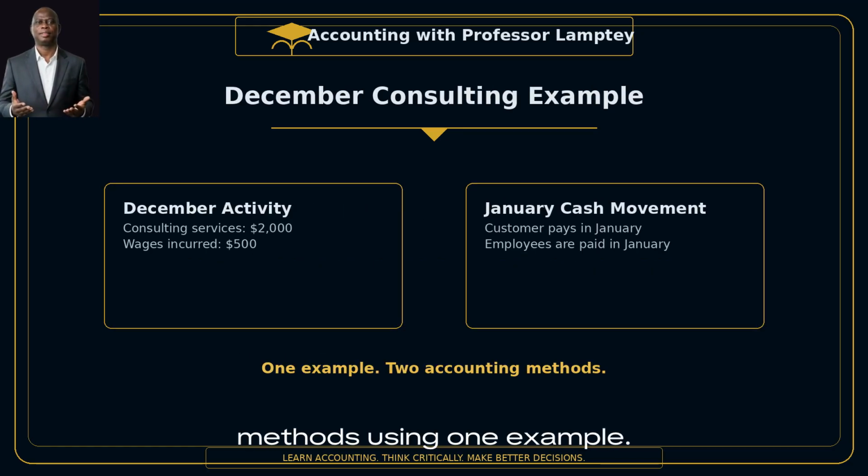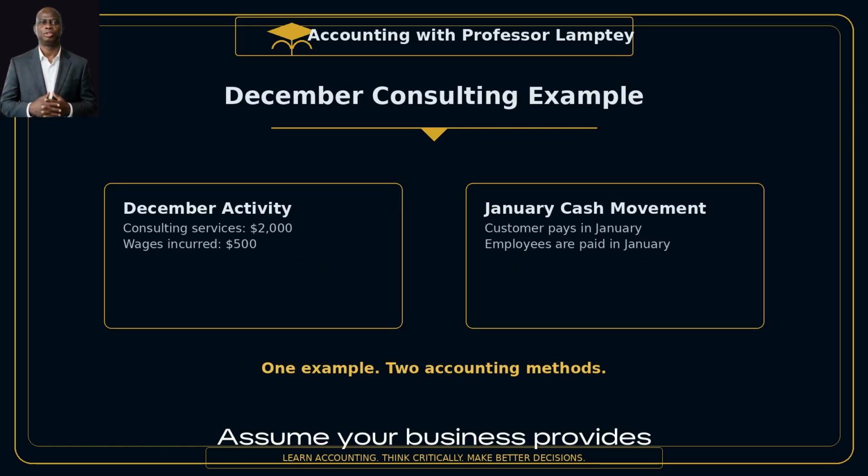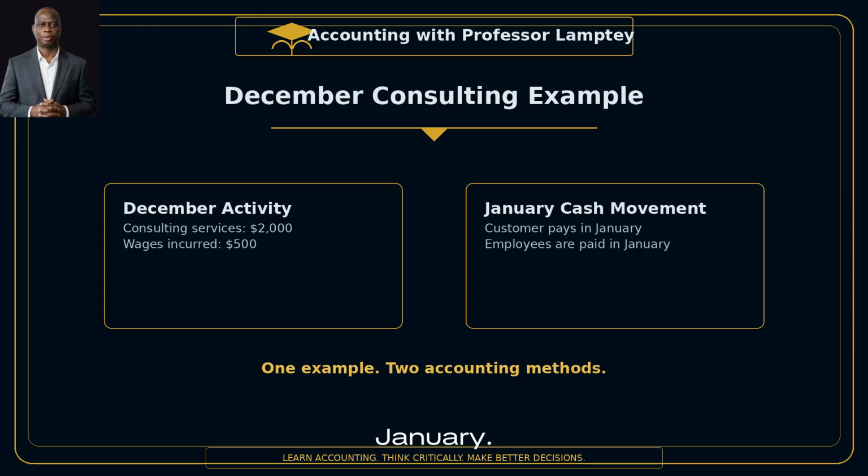Let's compare the two methods using one example. Assume your business provides consulting services for $2,000 in December. The customer pays in January. Also assume you incur $500 in wages in December, but you pay the employees in January.